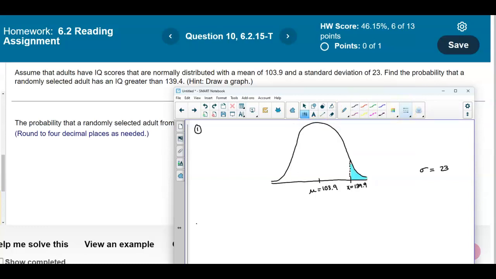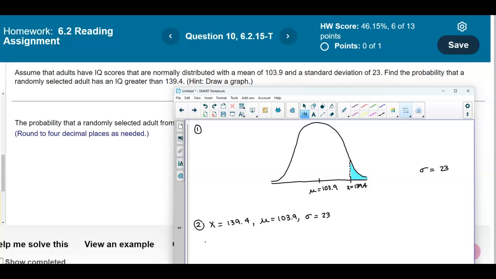Okay, so now we want to find the z-score that's associated with that value of 139.4. Let me go ahead and change that here to make sure that represents the correct number. So now we know that x equals 139.4. We know that the mean is given to be 103.9, and we know that the standard deviation is 23.